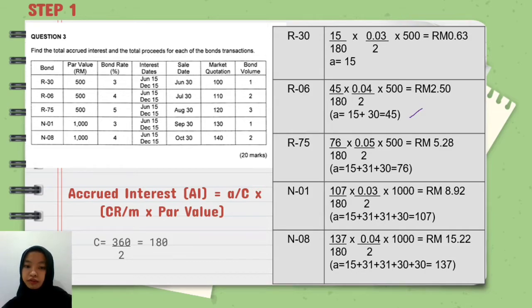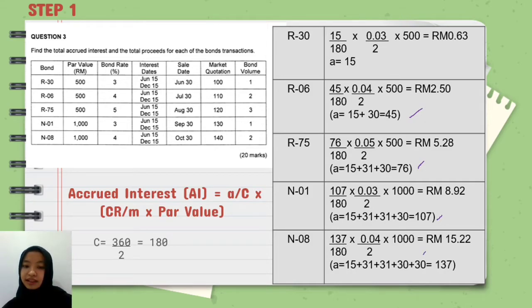For bond R75, A equals 15 plus 31 for July plus 30 for August from the sale date. For N01, A equals 15 days plus 31 for July plus 31 for August plus 30 for September. And for bond N08, A equals June 15 plus 31 July plus 31 August, 30 September and 30 October of the sale date.